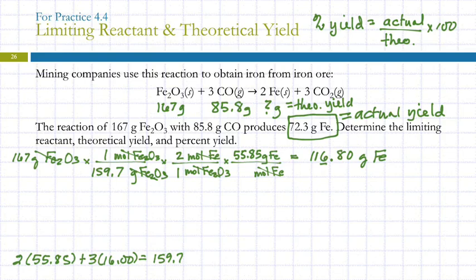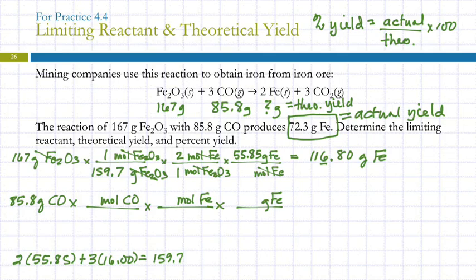Then I'm going to take the other one, the CO, and I'm going to do a very similar calculation. So 85.8 grams of carbon monoxide. I'm going to convert that to moles of carbon monoxide. And then I'm going to convert that to moles of iron, and then to grams of iron. Grams to moles to moles to grams. Ending up at the same place.